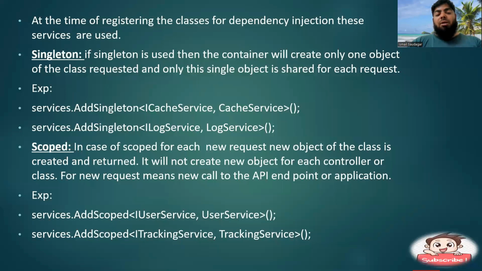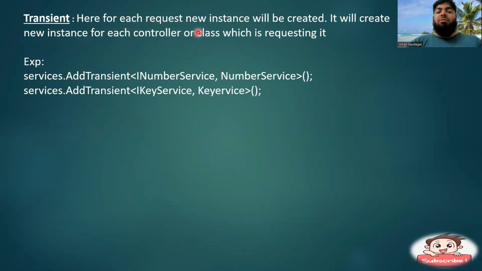Another one is transient. Here for each request, a new instance will be created. It will create a new instance for each controller or class which is requesting. So if in my application there are 20 places requesting an object, when the AddTransient method is used, 20 different objects will be created for 20 calls. Whether the user is single, or the sessions are 1, 2 or 10, it will check in how many classes it is requesting the object, and that many objects will be created. So this is the transient.